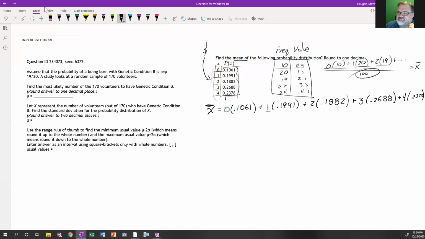You will often hear this kind of mean from a probability distribution called a weighted average for this reason. It's essentially an average weighted by the probability of occurrence. So it's just our mean. This is also referred to sometimes as expected value.